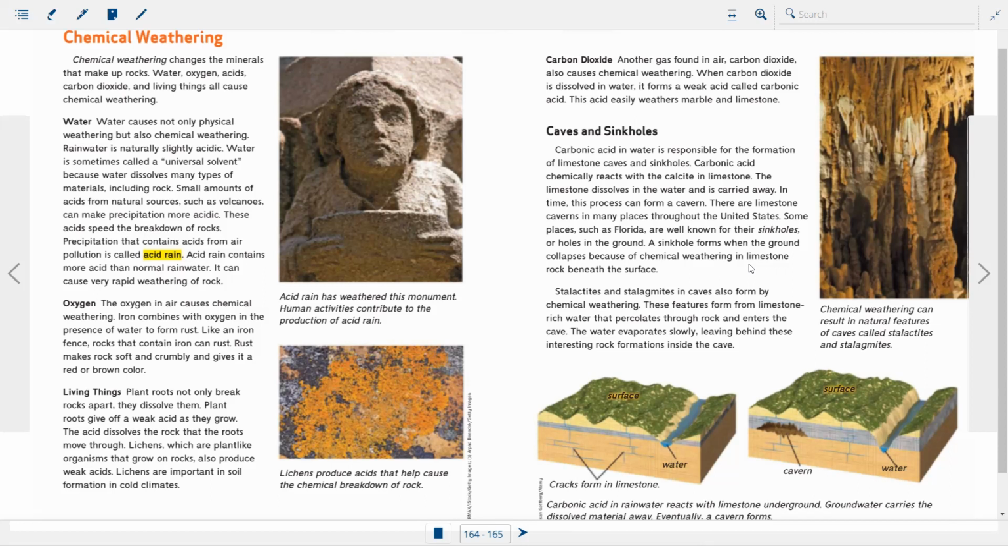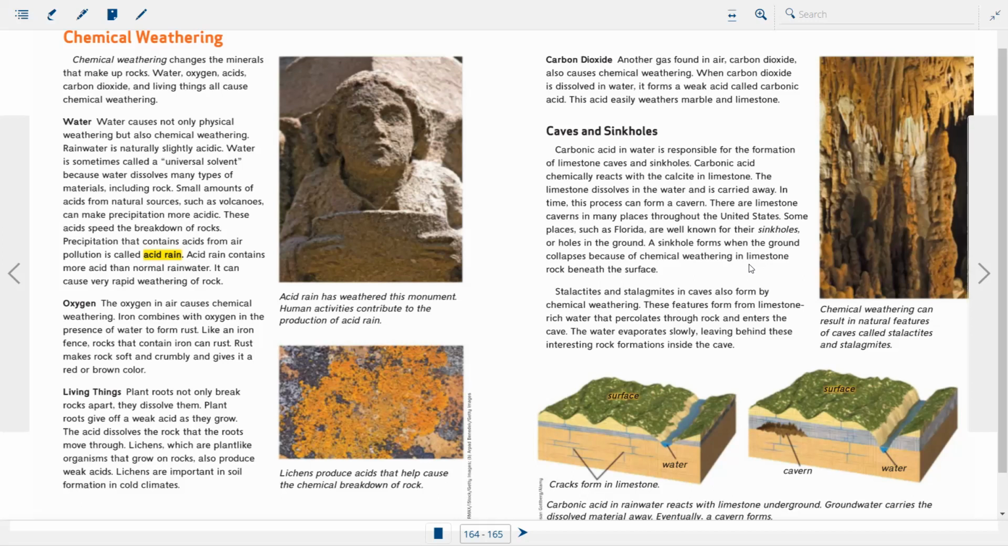Small amounts of acids from natural sources, such as volcanoes, can make precipitation more acidic. Remember, precipitation is just a fancy way of saying any type of water falling from the sky, whether it's in water form or snow or hail. These acids speed up the breakdown of rocks. Precipitation that contains acids from air pollution is called acid rain. Acid rain contains more acid than normal rainwater. It can cause very rapid weathering of rocks.